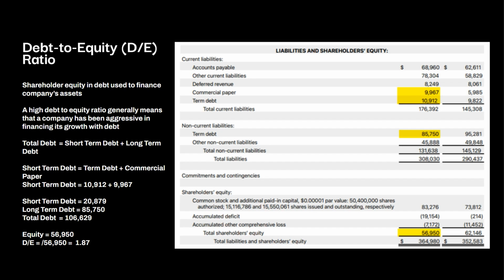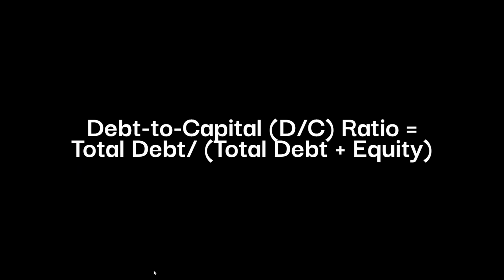So we get a total debt of 106,629, right? This is going to be slightly over 20,000. So you can see 28,709. We have 85,750. So 106, right? Our equity over here is 56,950. So debt equity, right? We have this number 106 divided by 56,950. We get 1.87. All right.